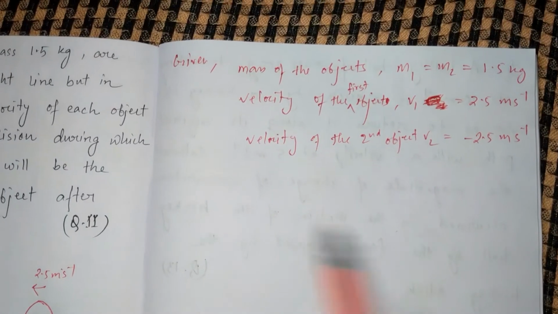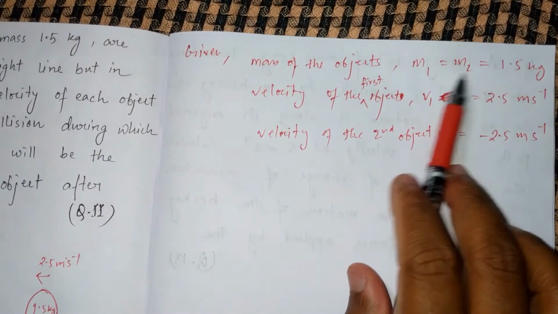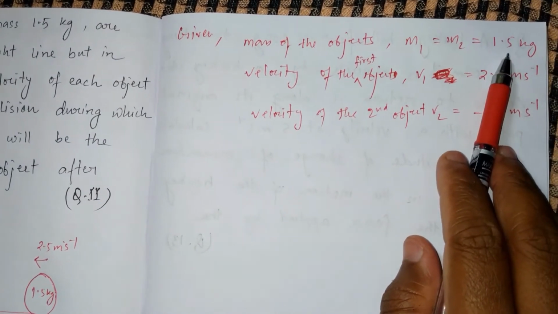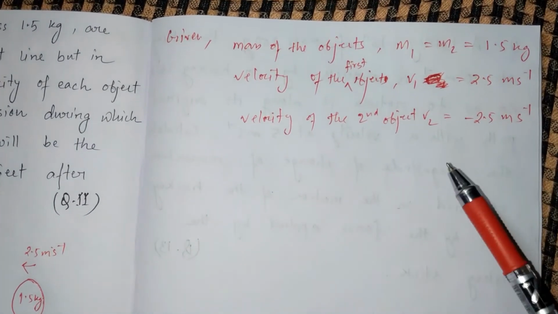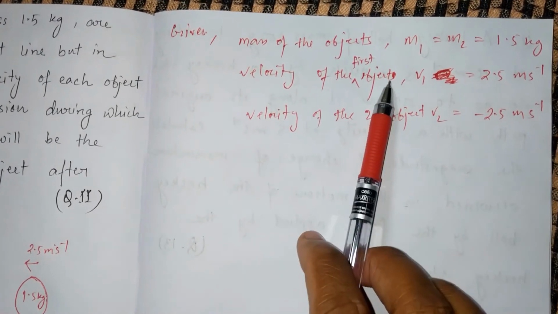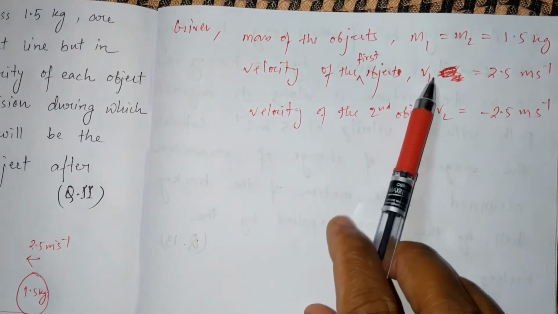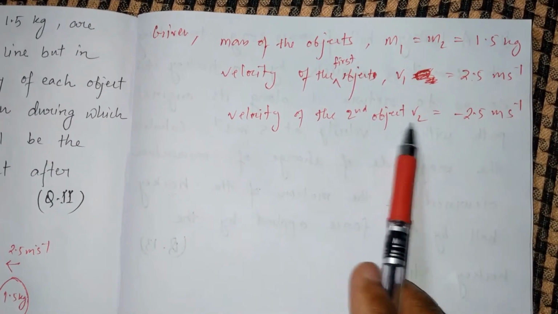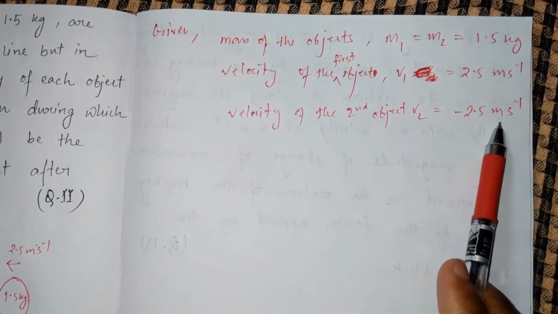So here you see, given mass of the object is m1 and m2, m1 equal to m2 equal to, we can write, 1.5 kg. That is given in the question. So velocity of the first object is v1, I am denoting it with v1, it is 2.5 meter per second, and the velocity of the second object is v2, which is equal to minus 2.5 meter per second. So why it is minus?